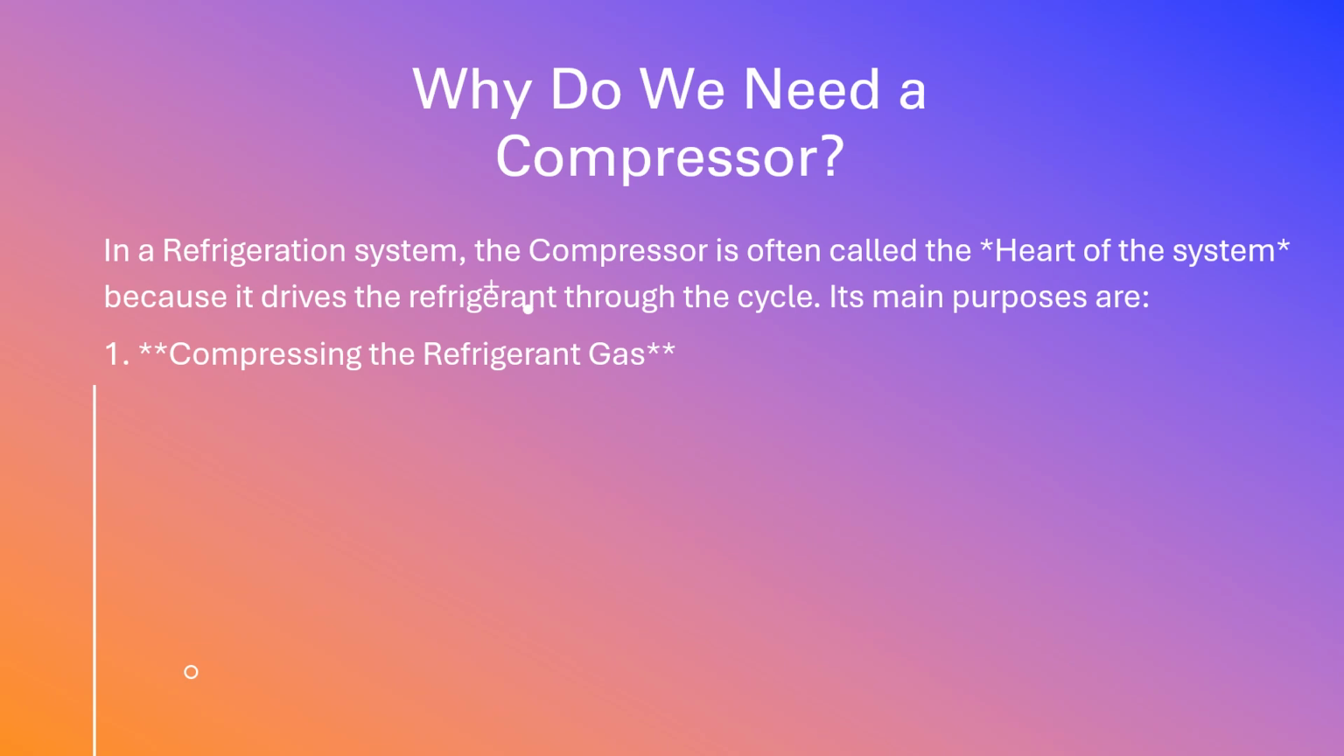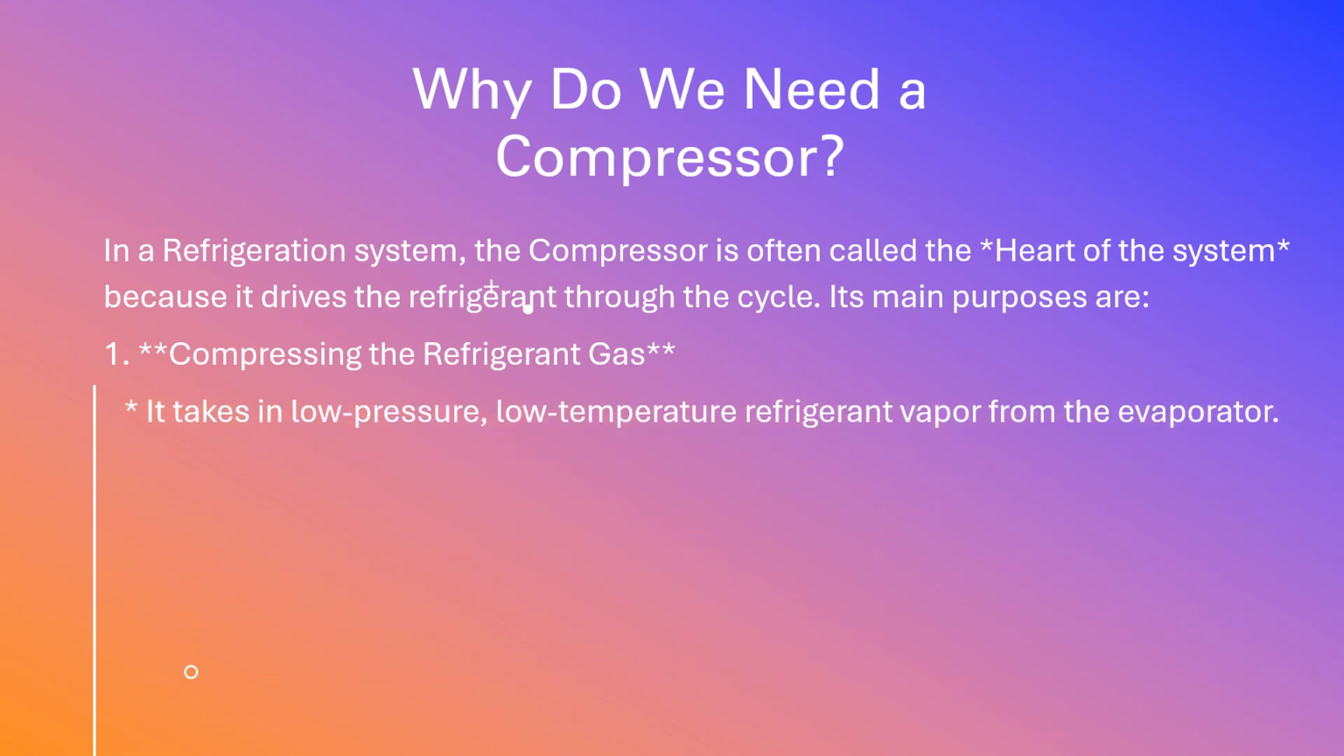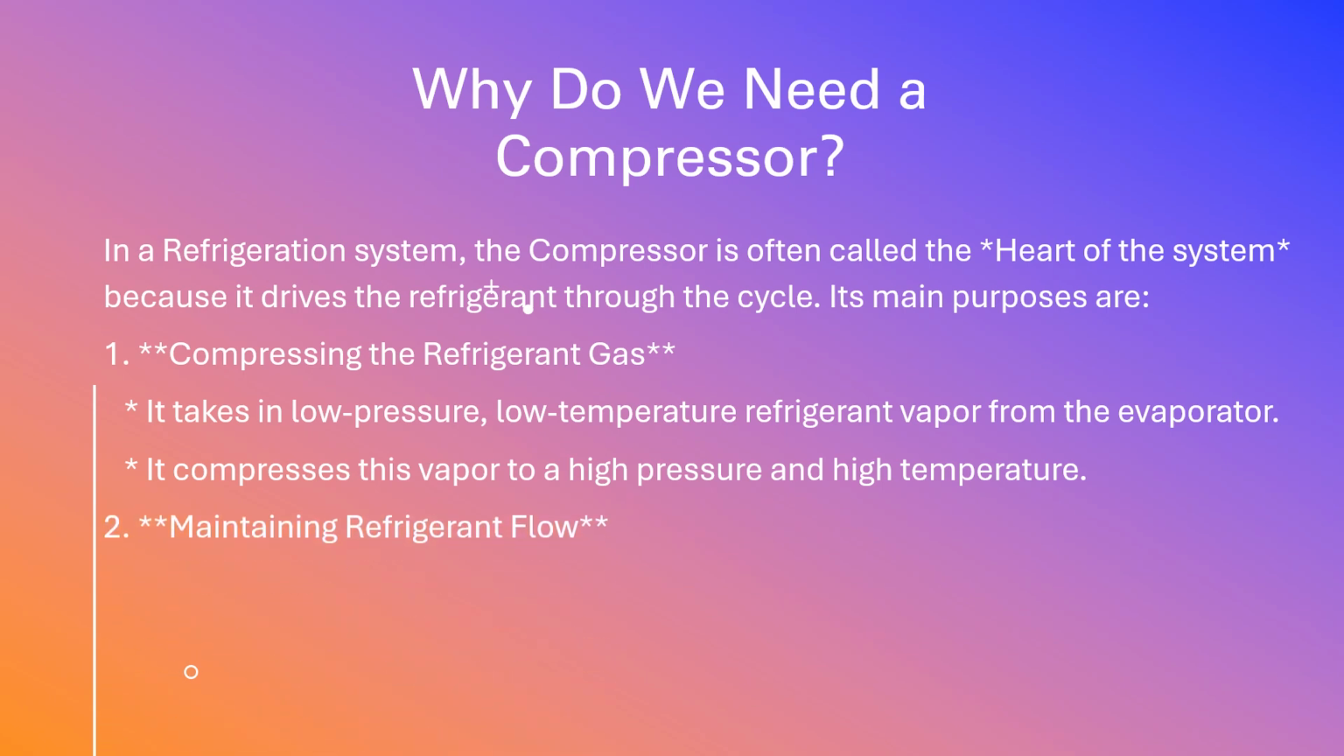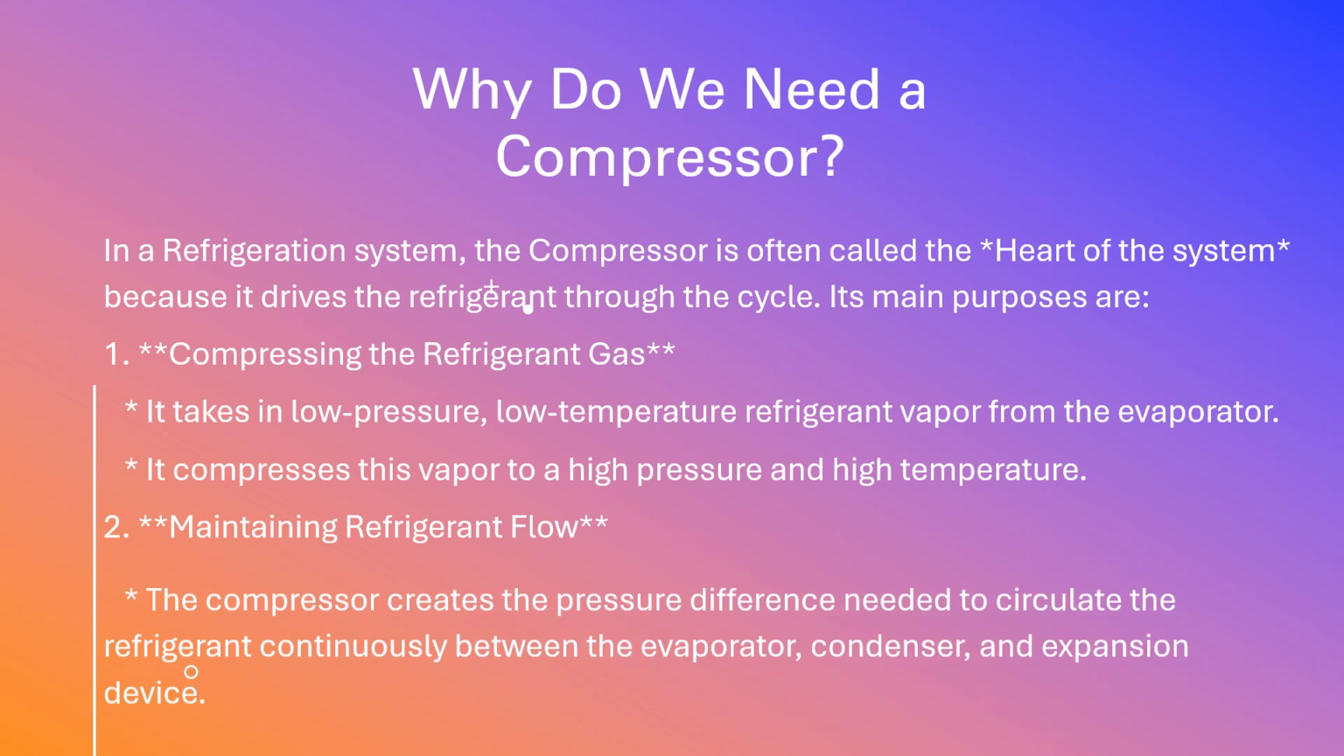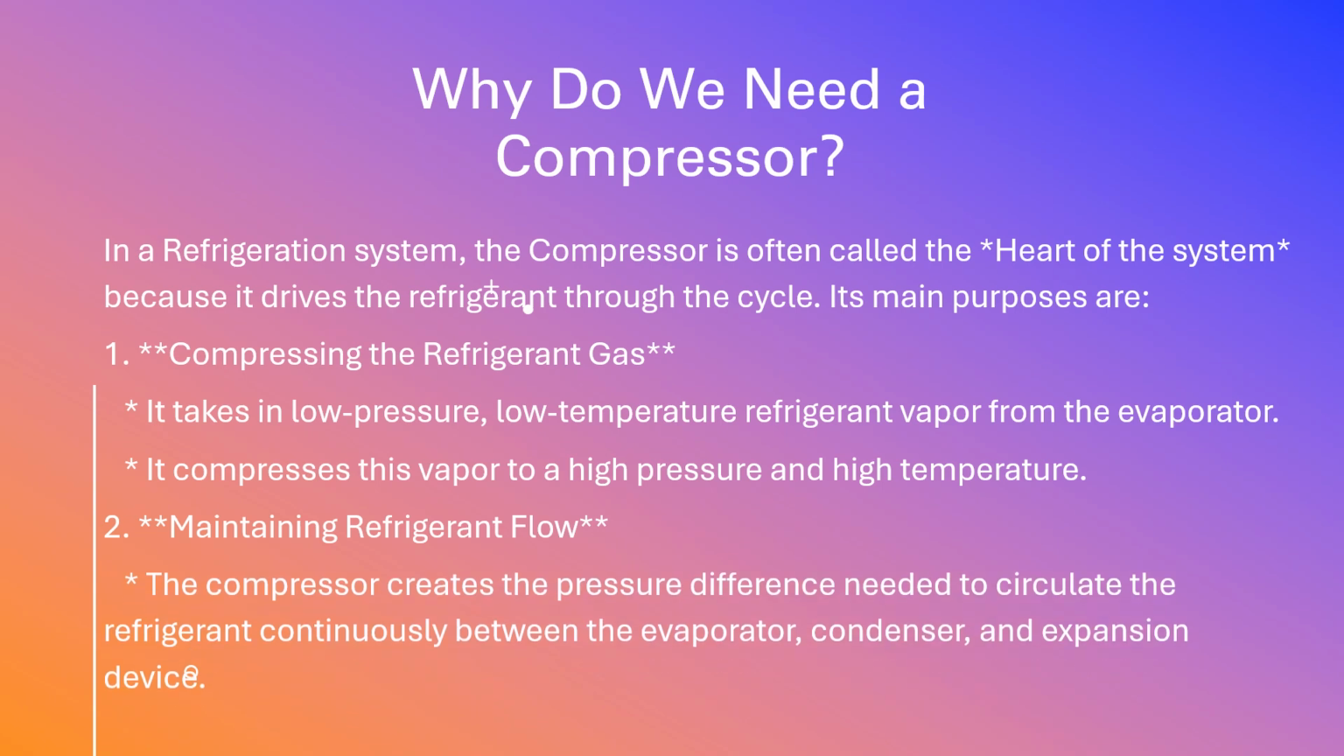Compressing the refrigerant gas. It takes in low pressure, low temperature refrigerant vapor from the evaporator, and it compresses this vapor to a high pressure and a high temperature gas. It also maintains the refrigerant flow around the system. The compressor creates the pressure difference that is needed to circulate the refrigerant continuously between the evaporator, condenser, and expansion device.